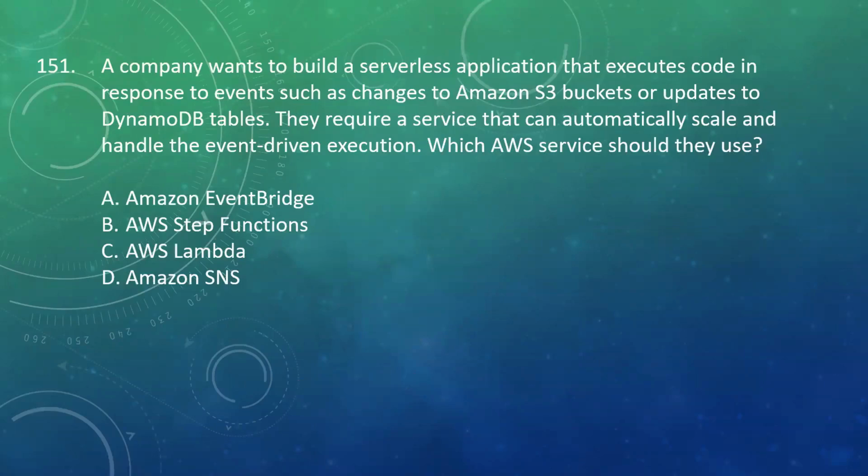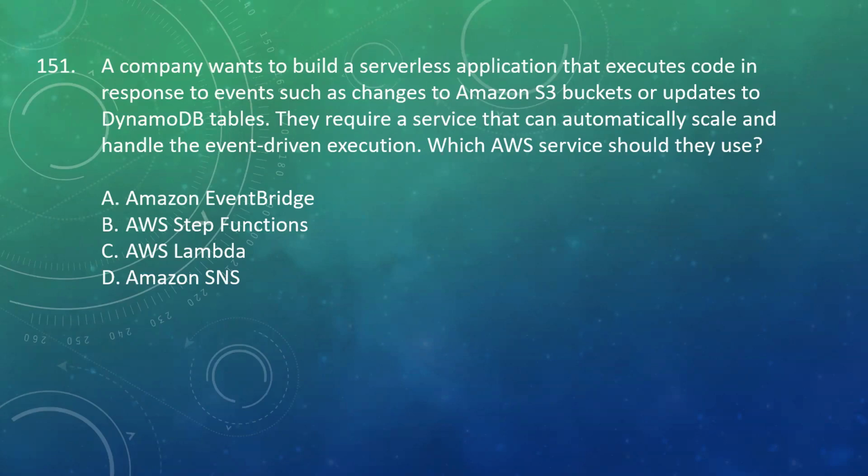A company wants to build a serverless application that executes code in response to events such as changes to Amazon S3 buckets or updates to DynamoDB tables. They require a service that can automatically scale and handle the event-driven execution. Which AWS service should they use? Your options are Amazon EventBridge, AWS Step Functions, AWS Lambda, Amazon SNS.